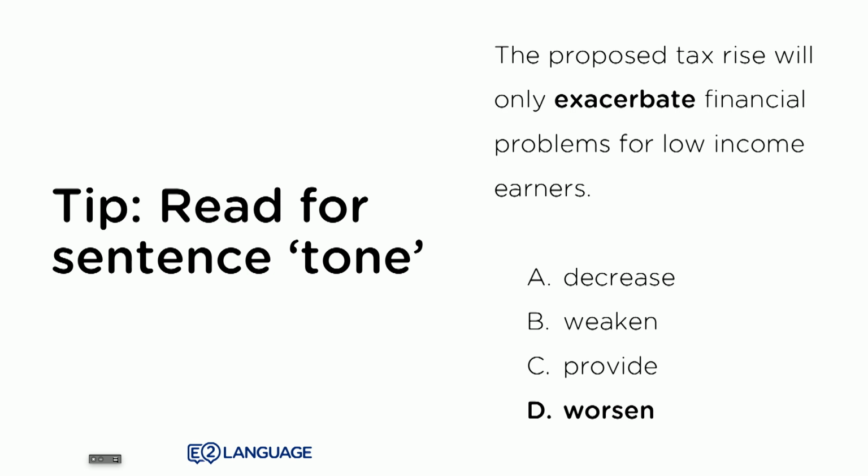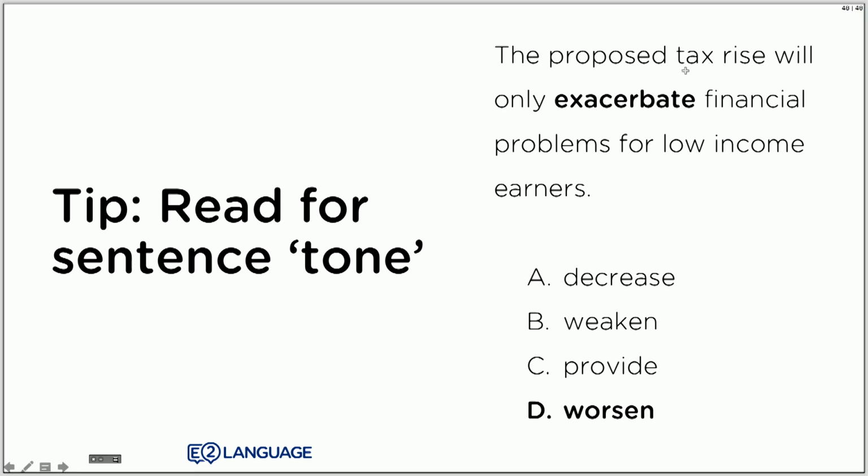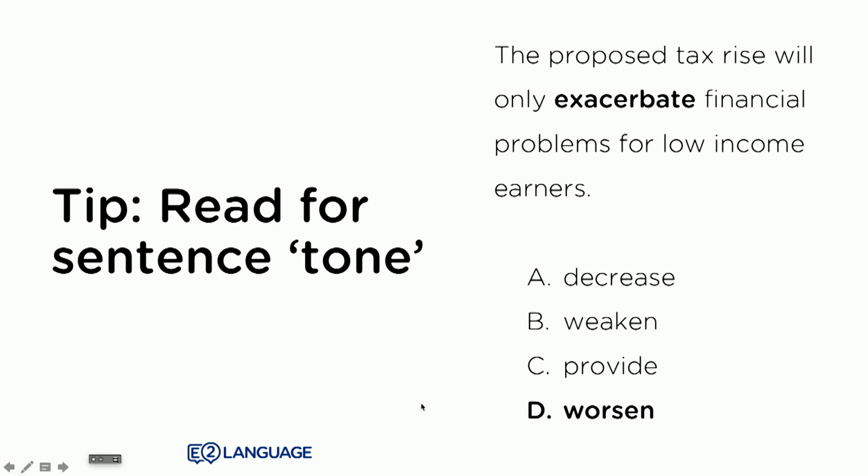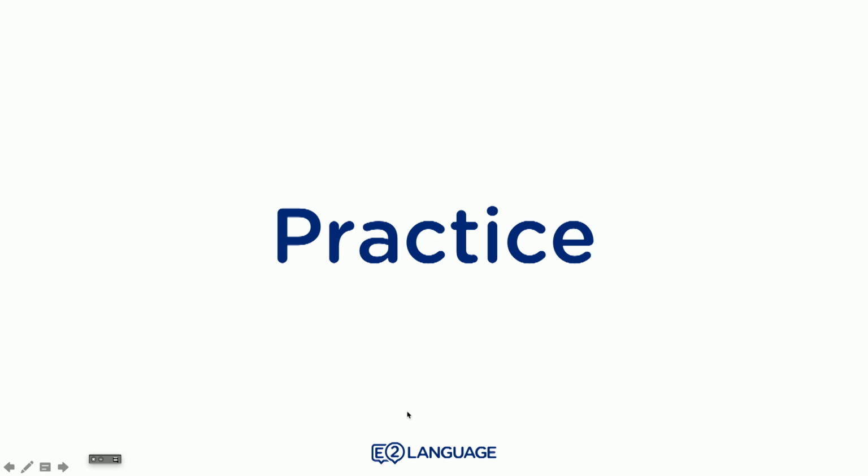So what's the tone of this sentence? Is it a positive tone or is it a negative tone? Well, it's certainly negative, isn't it? And so how can we tell it's negative? Well, we're talking about tax, so that's usually quite a negative thing, but a tax rise. And this little adverb here gives it away. Only exacerbate financial problems. Well, there's the negative word as well. So decrease, well, that's potentially negative. So it could be that one, could be that one, could be that one. And it's definitely not going to be provide. Okay, so that's just a little tip. Read for tone.